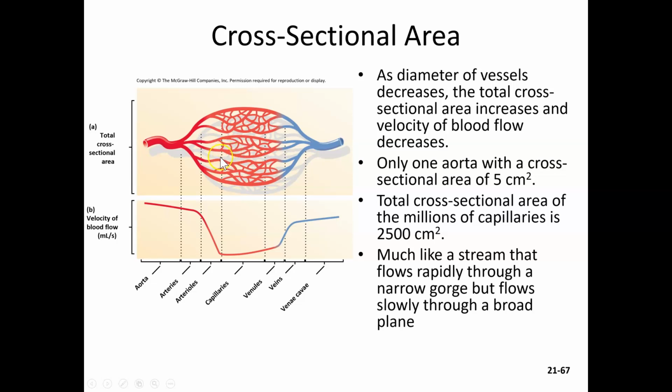We want to get that oxygen off to the tissues, pick up the carbon dioxide or any other waste products, and then send that blood off on its merry way. Kind of like a stream that is going to flow rapidly through a narrow gorge, like the aorta or the arteries, but it's going to slow down through a broad plain.